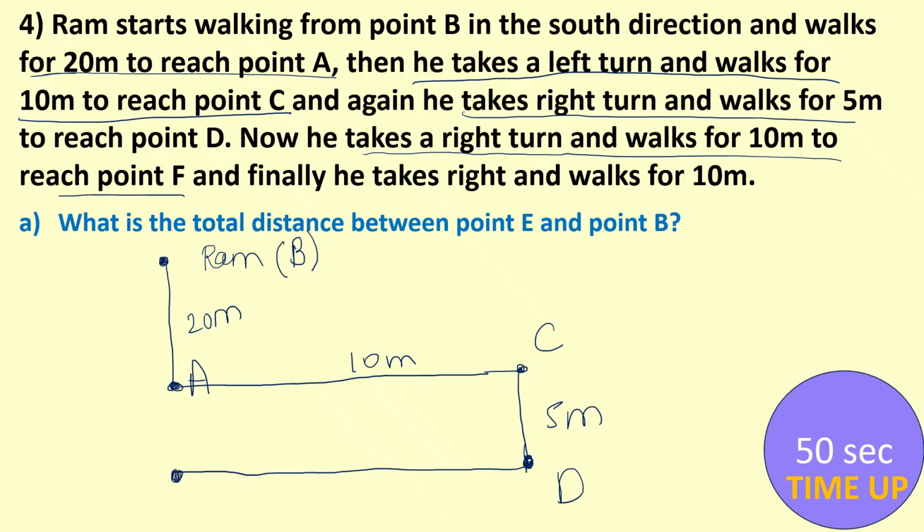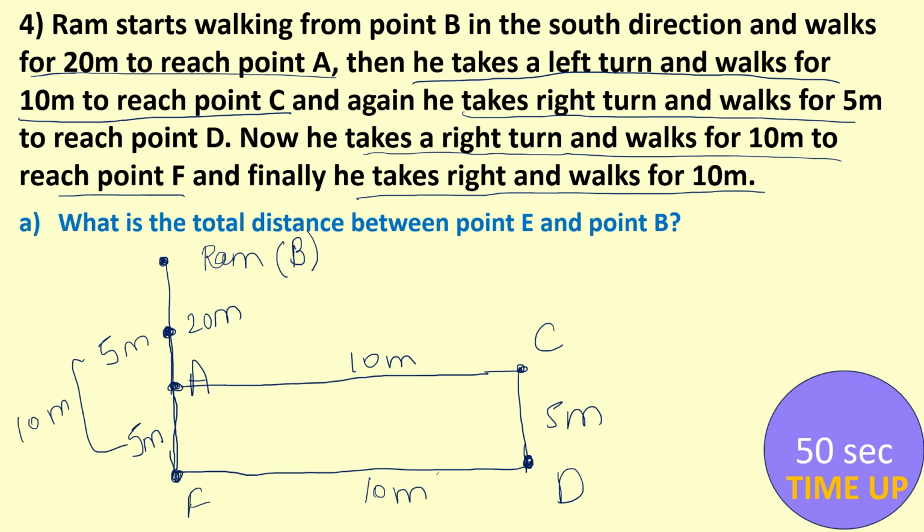So this is your point F. Okay. And he walks for 10 meter. And finally he takes right and walks for 10 meter. Okay. Now this right means it will be here, on this side. So how much? They have said 10 meter. So if this is 5 meter, then 5 more meter will be somewhere here. That will make 10 meter. It should not go beyond this because this is 20 meter.